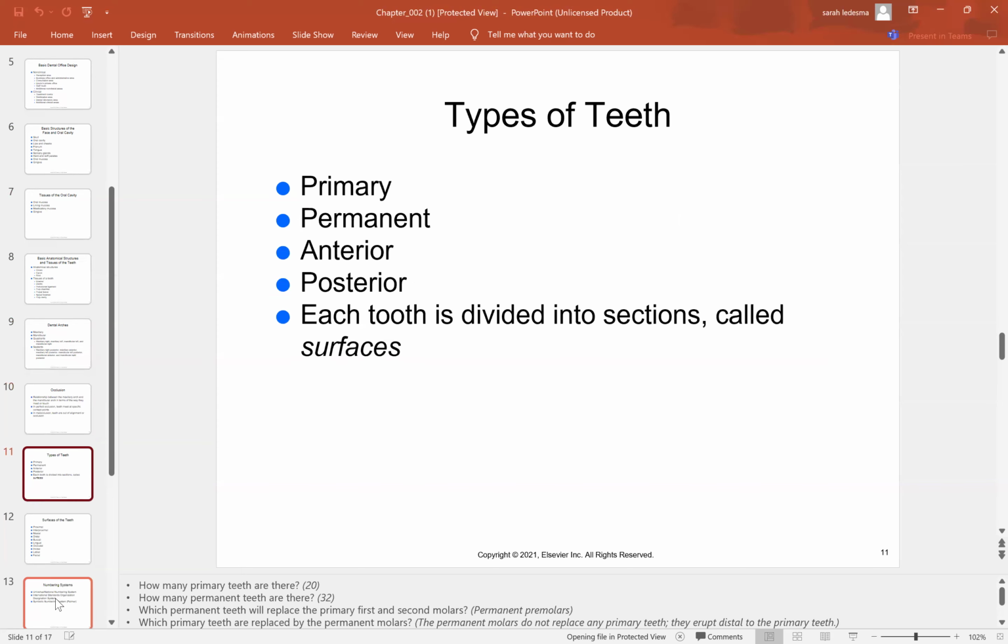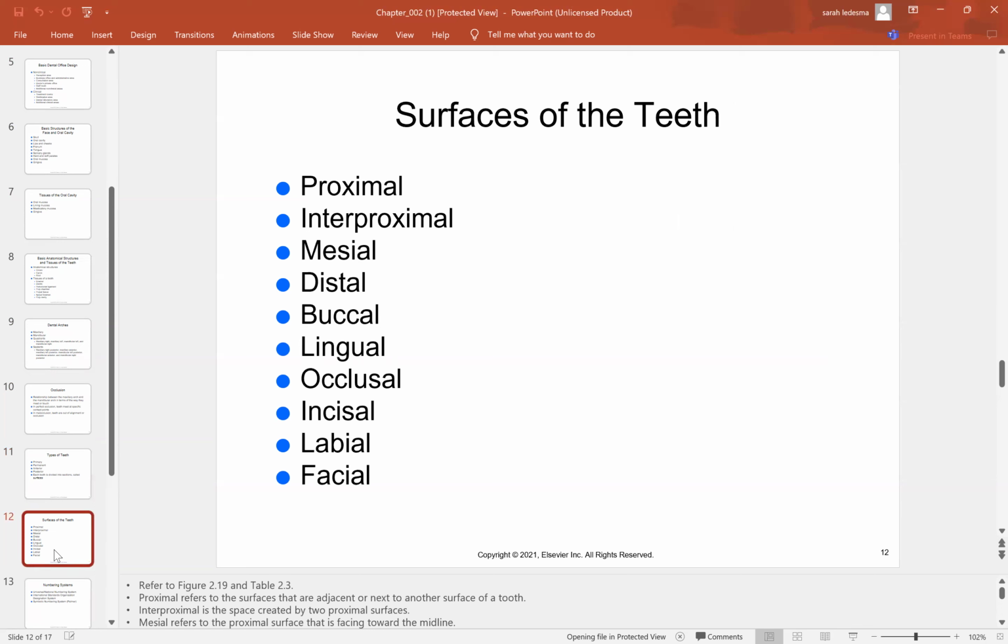Types of teeth include the primary, permanent, anterior, and posterior, and then each tooth is also divided into sections that are called surfaces. The surfaces include the proximal, interproximal, mesial, distal, buccal, lingual, occlusal, incisal, labial, and facial.